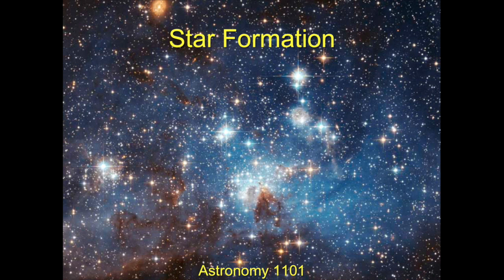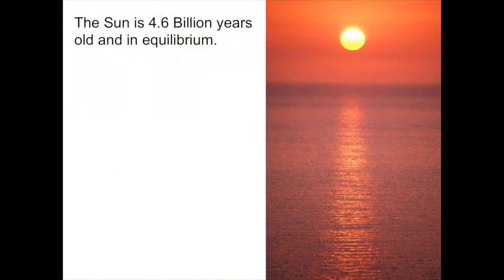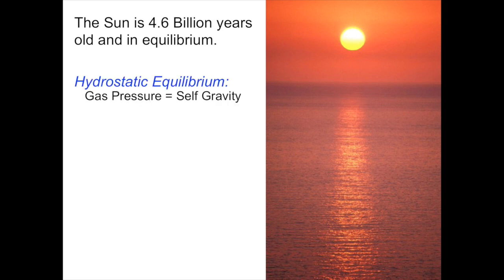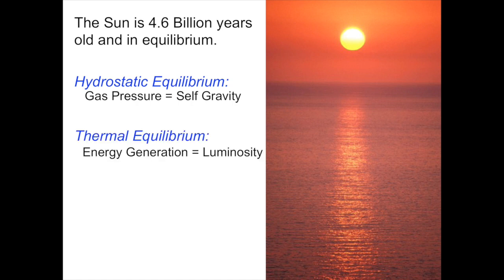In this lecture, we're going to look at the question of how stars form. The Sun is a 4.6 billion year old main sequence star, and it is in equilibrium. It is in hydrostatic equilibrium, in which the internal gas pressure is balanced by the self-gravity of the Sun. It is in thermal equilibrium, in which the amount of energy being generated by nuclear fusion in the core exactly balances the loss of energy due to luminosity at the surface of the Sun. It is powered by hydrogen fusion into helium in its core.